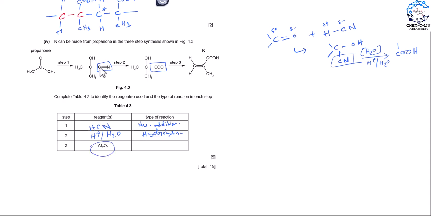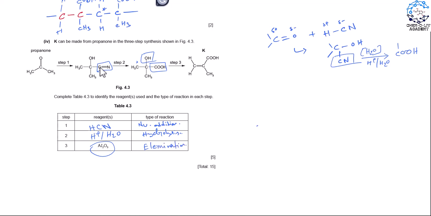Next step, the reagent given is Al2O3. Al2O3 is a hygroscopic compound. It absorbs water. It helps to eliminate water. So I can see this OH group and the hydrogen from this carbon, the carbon I marked with a star. So H and OH are going to be eliminated to form this double bond. So it's a type of elimination reaction.